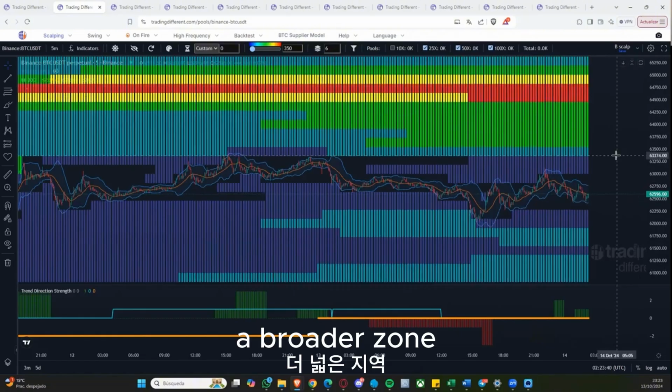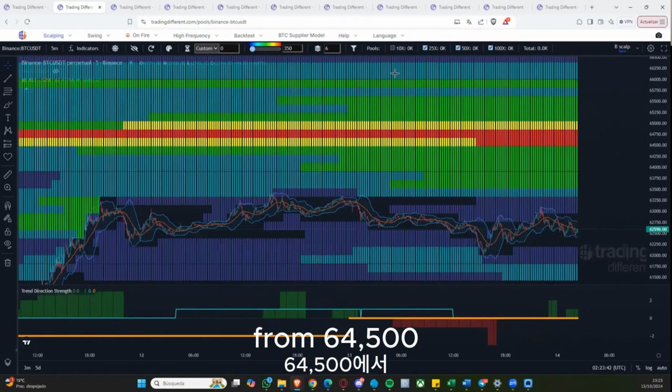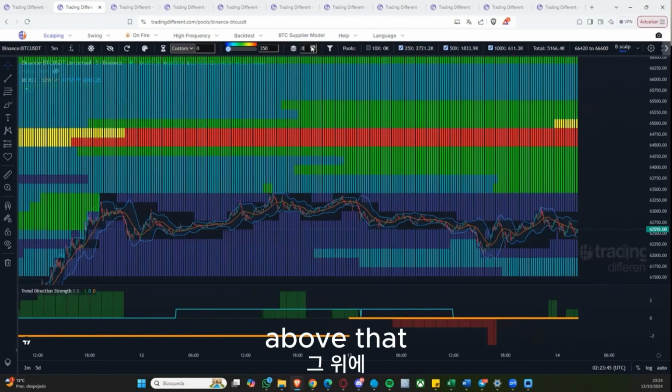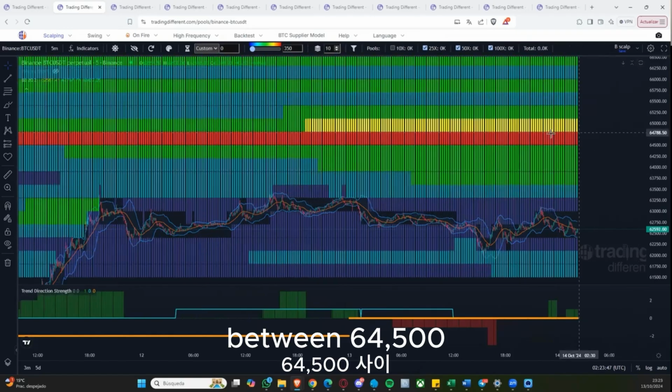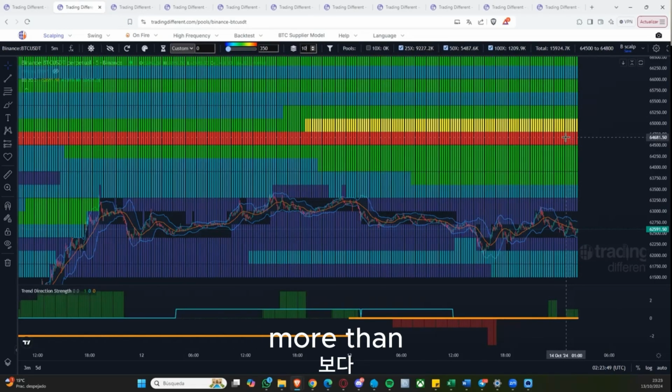For example, a broader zone is shown here from 64,500. I read above that between 64,500 and 64,800, there are more than $15 million accumulated. This serves as a general reference to identify where the greatest liquidity is located.